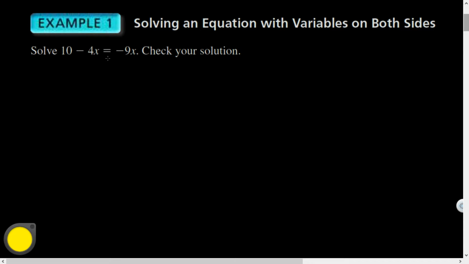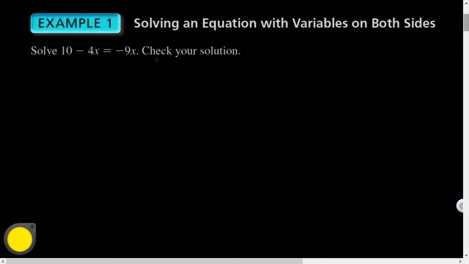Notice what's different? I have an equal sign with variables on both sides. And I don't know what side to start moving stuff to, so I've got to get the variables together. Now, I recommend, if you want to avoid negatives, to move the little guy to the big guy.